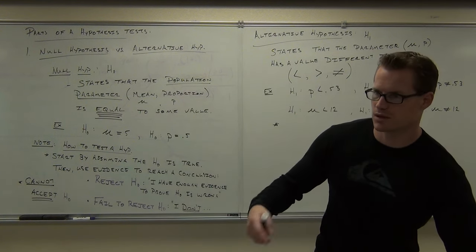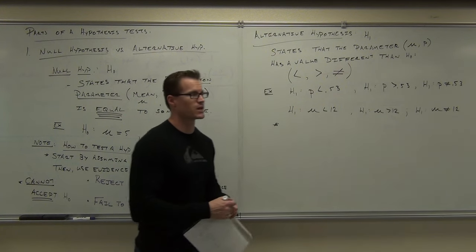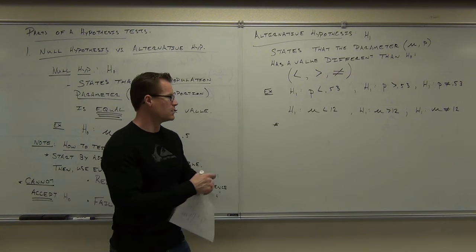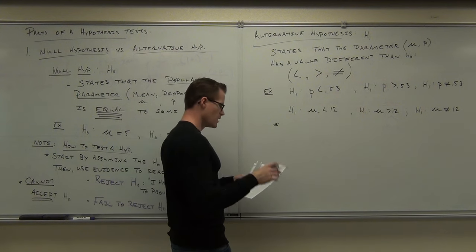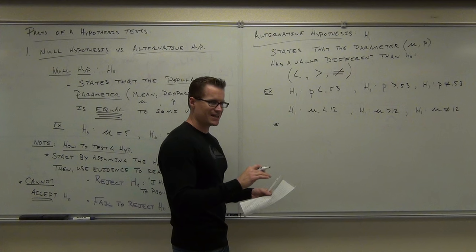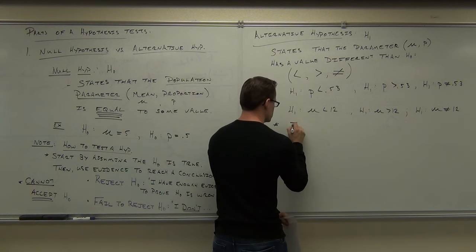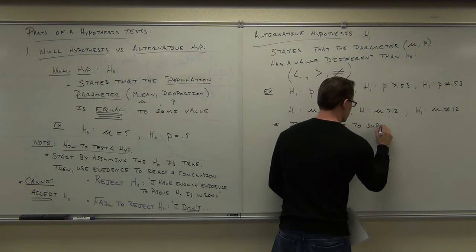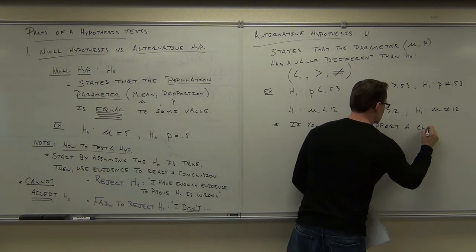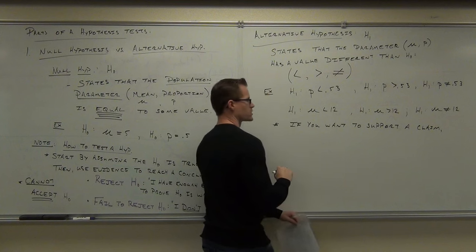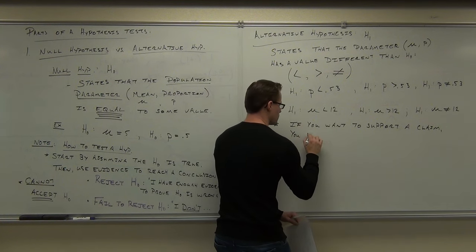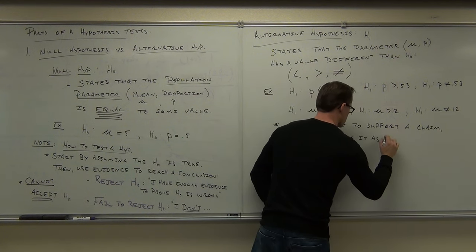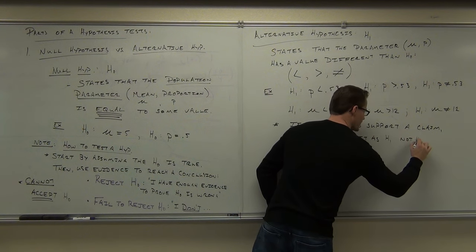I know this is very vague because we're in the introduction. Trust me, we'll go through lots of specific examples later. I just need to get you comfortable with the scenario before we get to it. So here's what it boils down to: if you want to support a statement, that means prove it right, you must state it as H1, not H0.